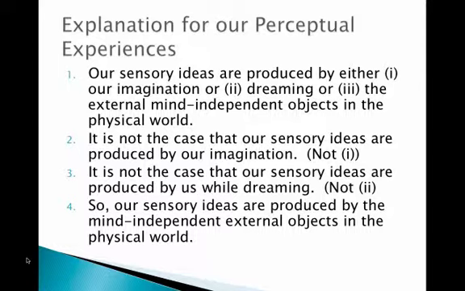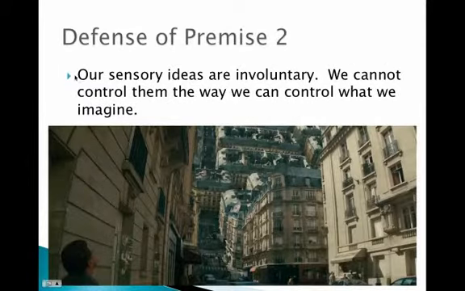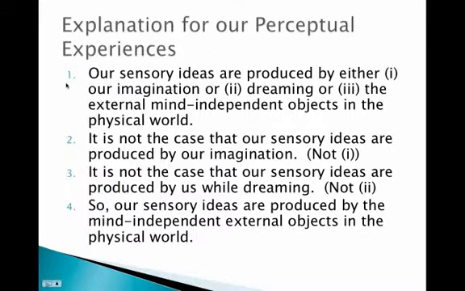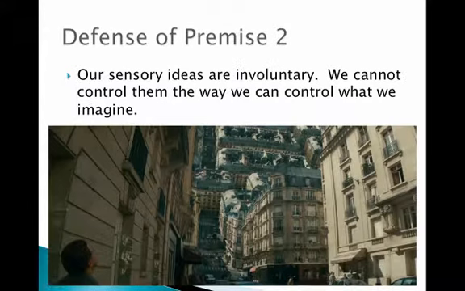So the key is, what support could we find for premises 2 and 3? Well, let's look at premise 2 first. Premise 2 says it is not the case that our sensory ideas are produced by our imagination. Well, our sensory ideas are involuntary. We can't control them the way we can control what we imagine. It's just kind of forced upon us. Like the example of my annoying neighbors lighting fireworks after 11 o'clock at night. Whether I like it or not, I have to listen to it if I continue to live in my neighborhood. Those ideas, those sounds are forced upon me.